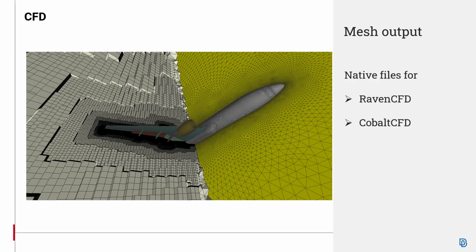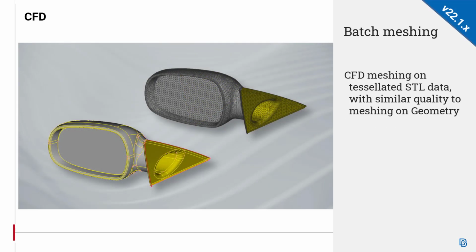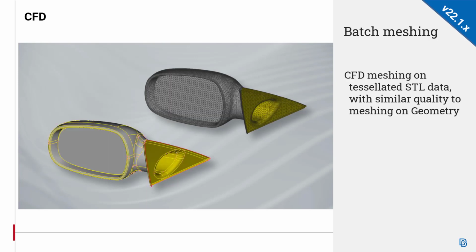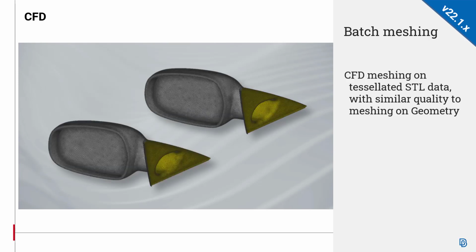Native output of meshes for the solvers Raven CFD and Cobalt CFD is now supported. And when batch meshing tessellated STL data with the CFD mesh algorithm, the achieved quality is now very similar to the quality when meshing on plane geometry.